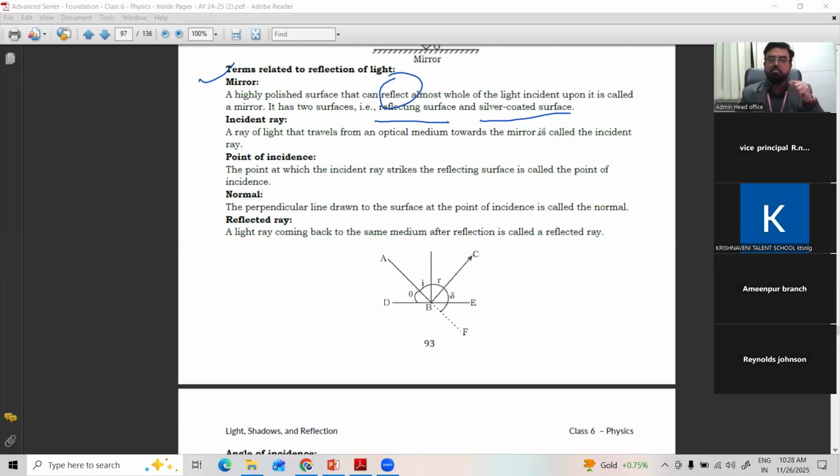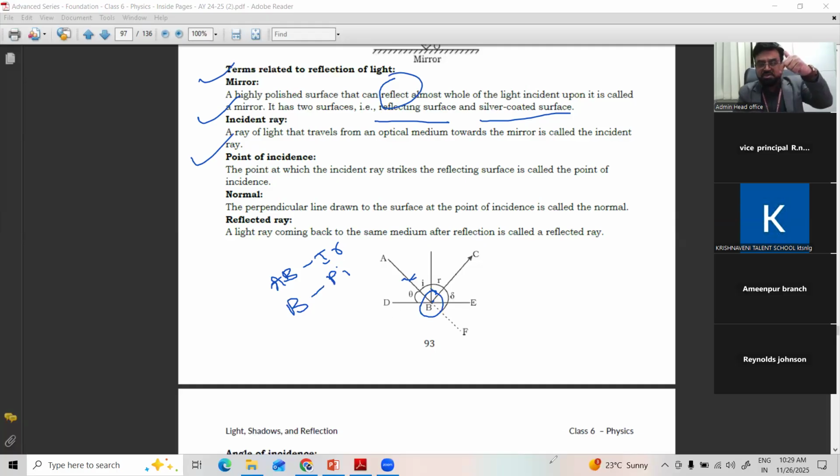So the reflecting medium must be opaque. Then incident ray. The ray which you see, A, is called incident ray because the ray is coming from here and falling on the point B. This, the AB. So AB is called incident ray. Right? Incident ray. Point of incidence. The point at which the incident ray strikes the reflecting surface is called the point of incidence. See here, that B is called the point of incidence.